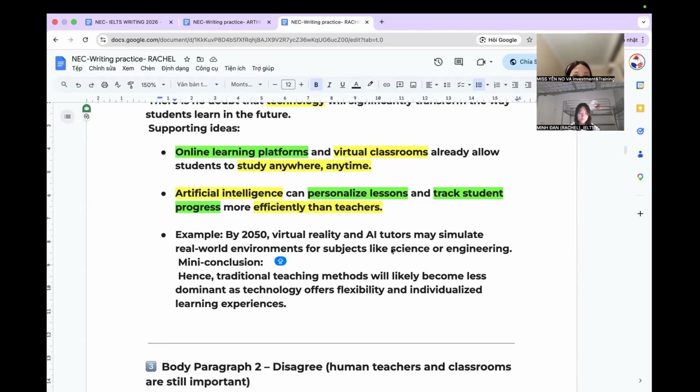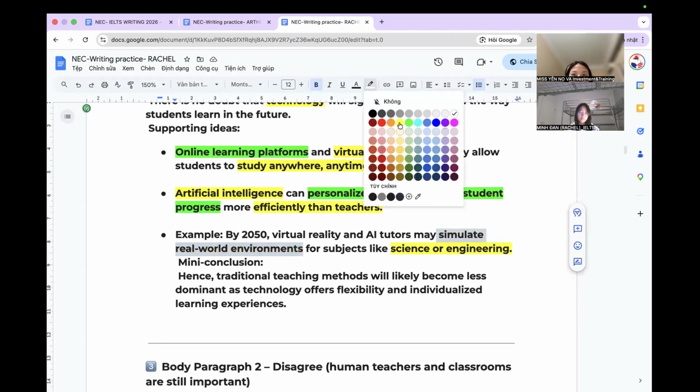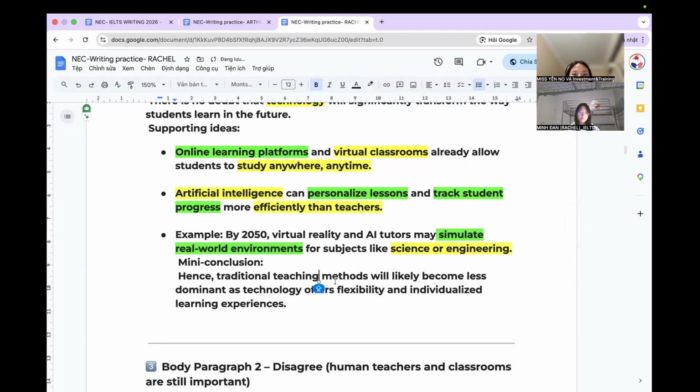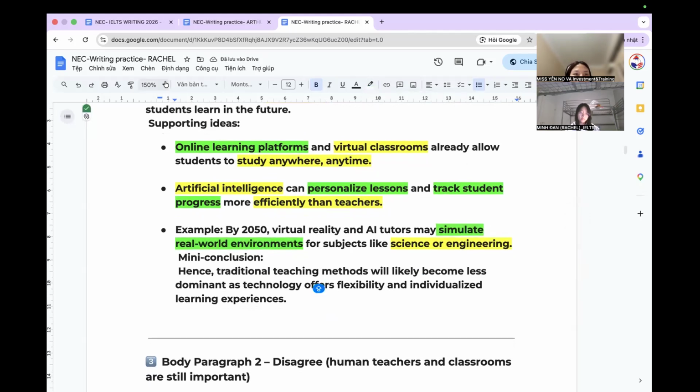So subjects like science or engineering can benefit from technology because now you can simulate the real world environment easily thanks to AI, right? So traditional teaching methods become less dominant and technology offers flexibility and individualized learning experience.